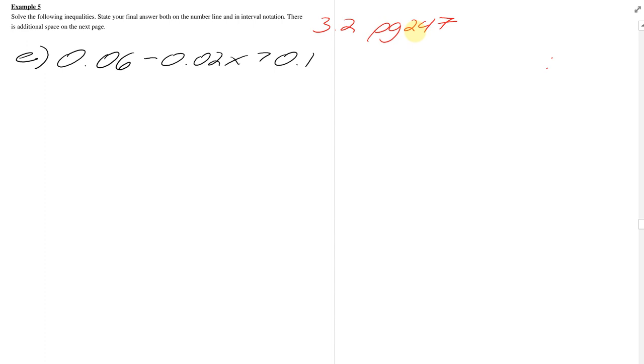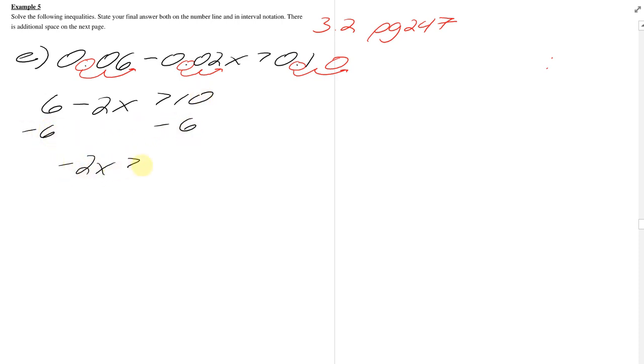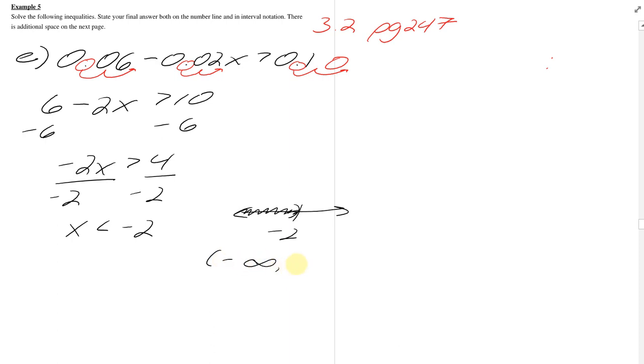But just as a quick reminder, to move the decimals, you count the maximum number of decimals. In this case, it would be 2. And then you move each decimal that maximum number of spots. If there's an empty spot, then you put a 0 there. And then you proceed as usual. So this becomes 6 minus 2x is greater than 10. Now I can subtract 6 from each side. I've got negative 2x is greater than 4. Now when I divide by the negative, I have to flip my inequality. And then I get this for my number line, and I get this for my interval notation.